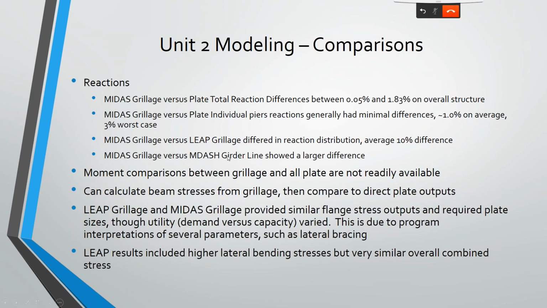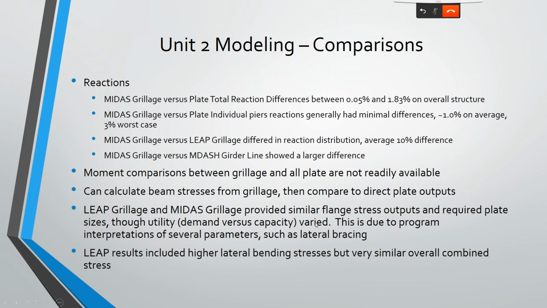And then the Midas grillage versus the MDASH girder line shows a larger difference in deflections. Again, that's why we're doing these more detailed analyses, is that the girder line is not sufficient to accurately predict our deflections. So moment comparisons between the grillage and all plate are not readily available. When you take an all plate output, what you will see there is just stresses. You're not going to see moments. So that's an important note. Whenever you want to do that comparison, you need to do a conversion between the grillage model moments and get that into stress to actually do a comparison.